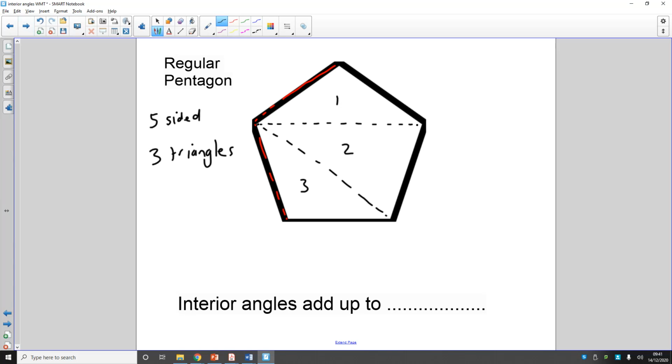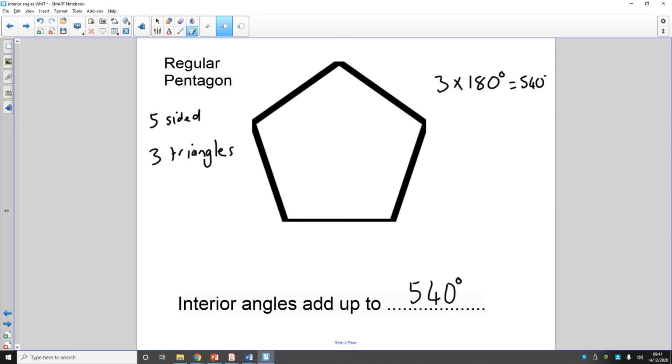Now, each triangle is 180 degrees. So I've got three triangles with 180 degrees each in. 3 times 180 is equal to 540 degrees. That means that the interior angles, the angles inside any pentagon, will all add up to 540 degrees. Now, how does that help me with finding one interior angle? Well, we've got 5 equal angles, and we know that the sum of those 5 equal angles is 540 degrees.